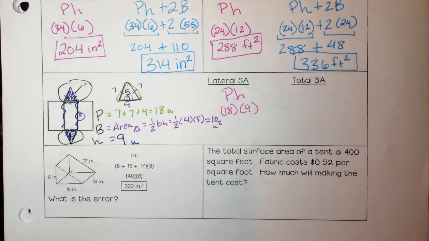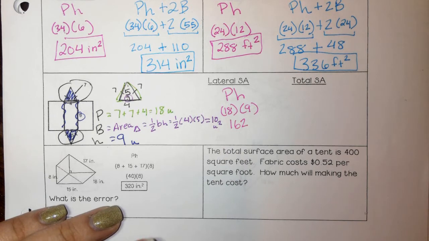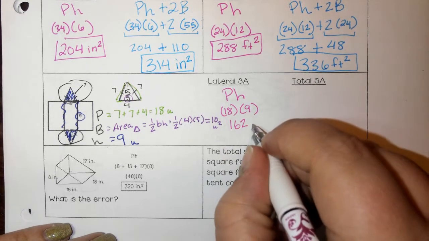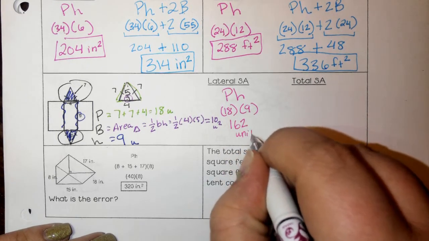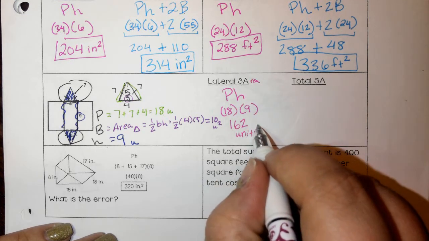And 18 times 9, brain's just not working today, is 162. And that is in units, because this is a type of area, surface area, that is units squared.